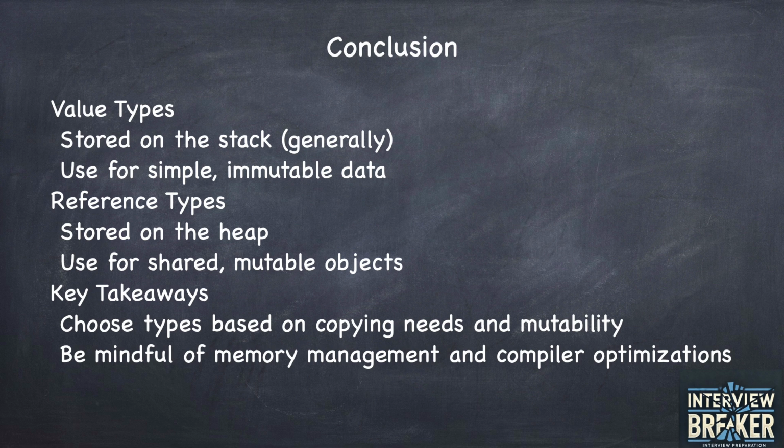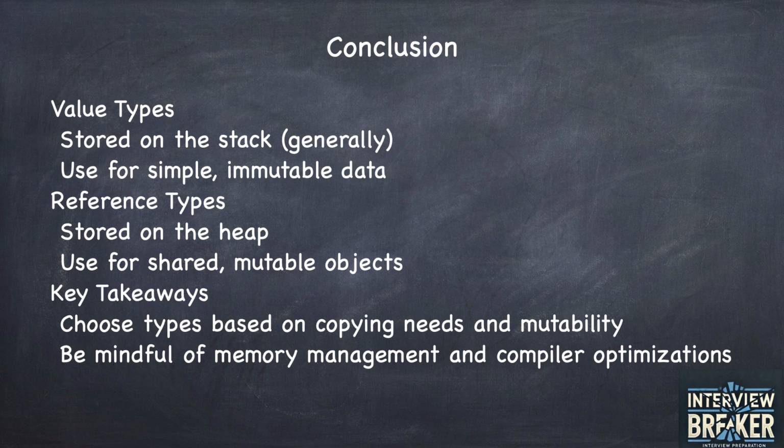Here's a recap. Value types stored on the stack generally, fast allocation, deallocation, copied when assigned or passed to a function, used for simple, immutable data structures. Reference types stored on the heap, shared instances across multiple references, managed through ARC, used for complex, mutable objects that need to be shared. Key takeaways for developers.